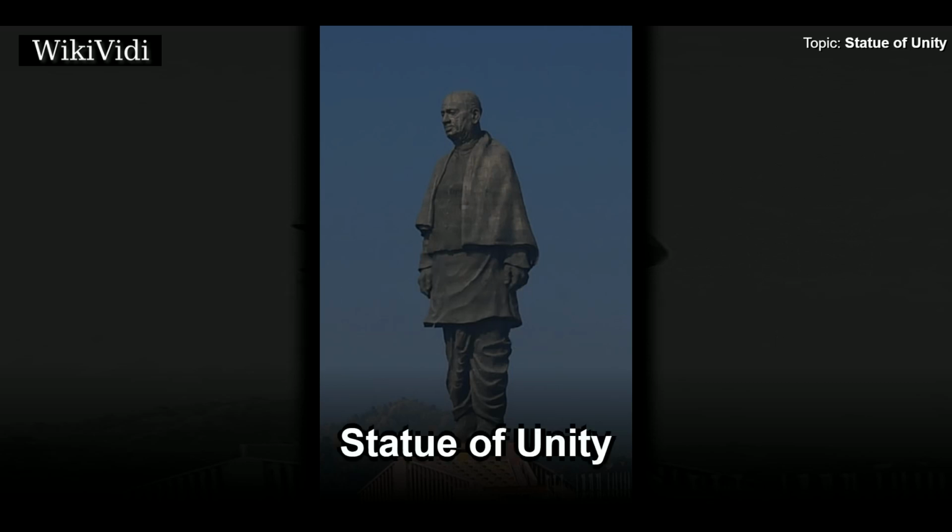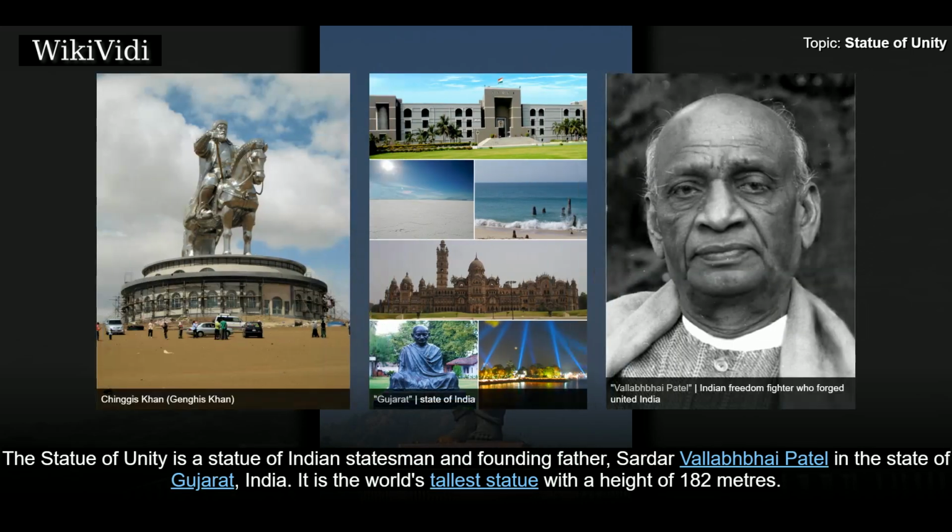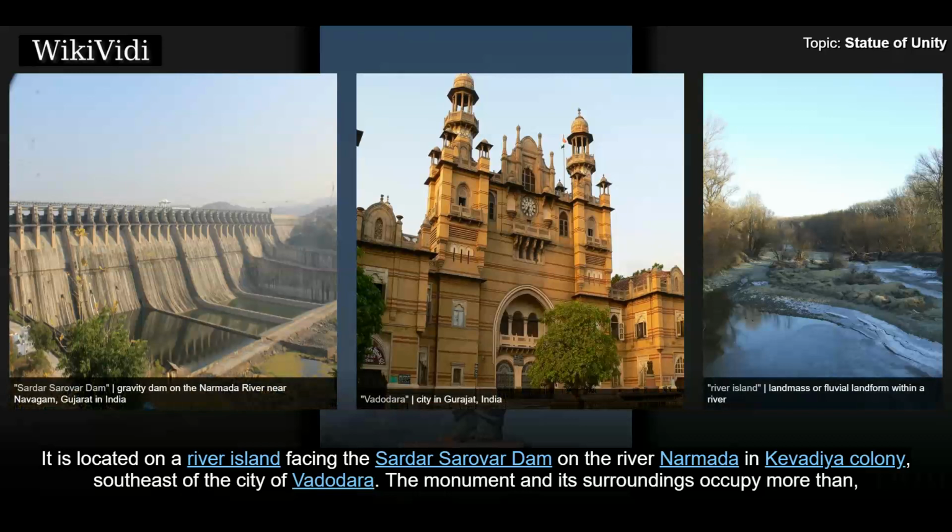Statue of Unity. The Statue of Unity is a statue of Indian statesman and founding father, Sardar Vallabhbhai Patel in the state of Gujarat, India. It is the world's tallest statue with a height of 182 meters. It is located on a river island facing the Sardar Sarovar Dam on the river Narmada in Kevadiya colony, southeast of the city of Vadodara.